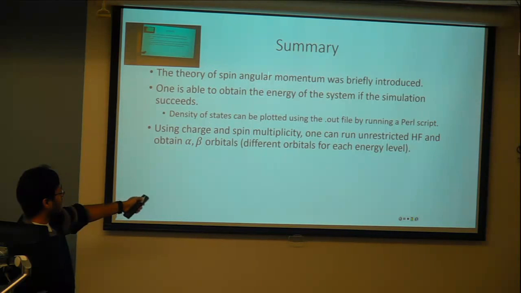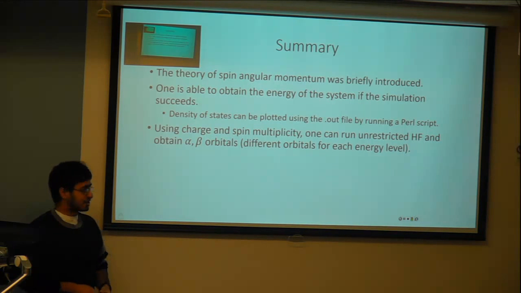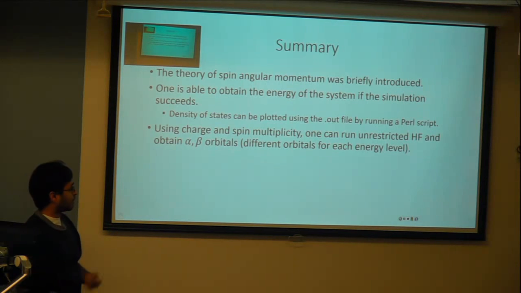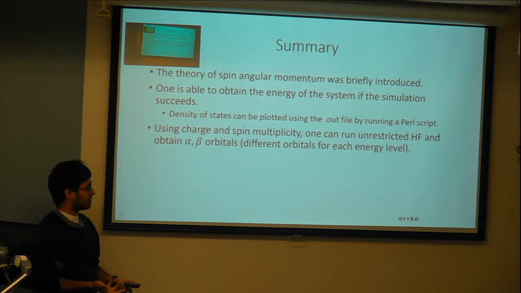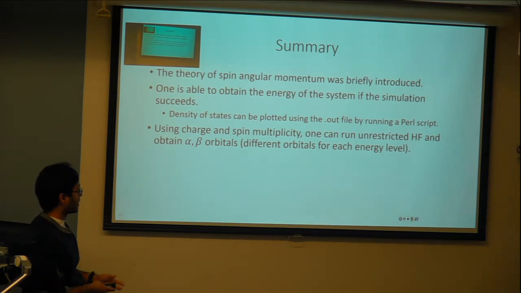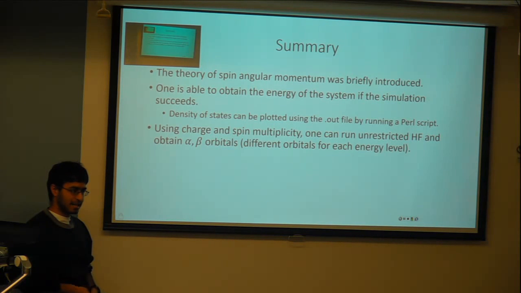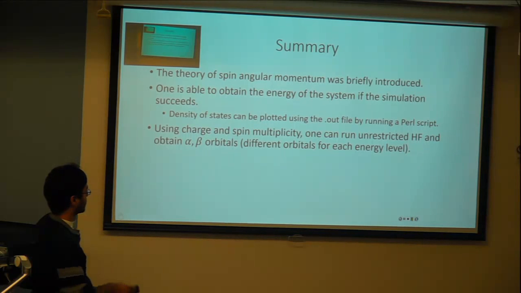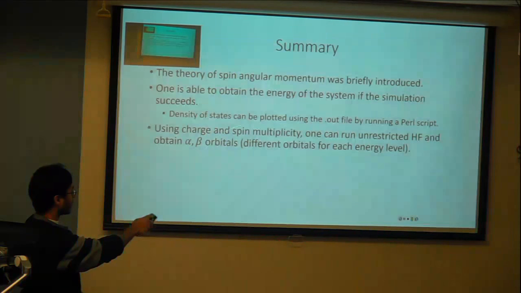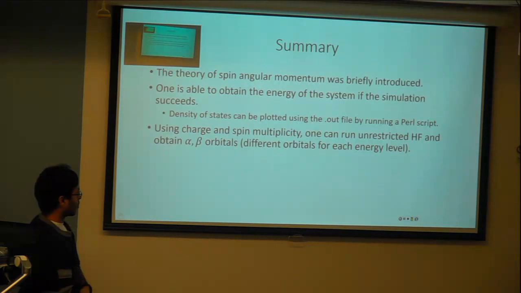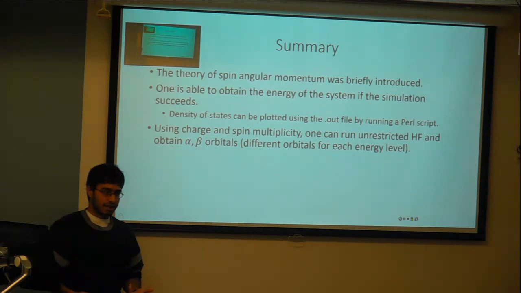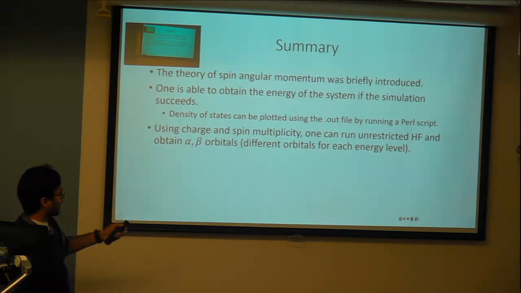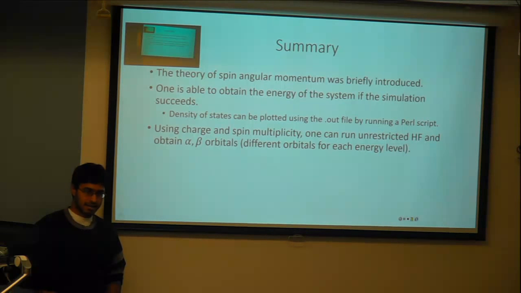So in summary, I talked a little bit about the theory of spin, and also showed that you can obtain the energy of the system if the simulation succeeded. And it'll be talked about later how to actually plot the density of states from the occupied and unoccupied orbitals. And then finally, you can also obtain different orbitals for each energy level if you increase the multiplicity of your spin. All right, thank you, and I'll be happy to take any questions.